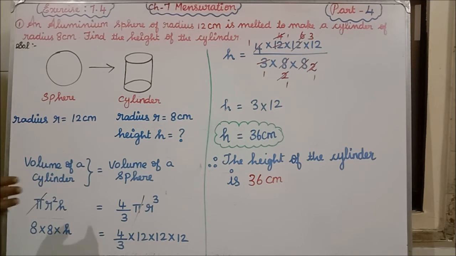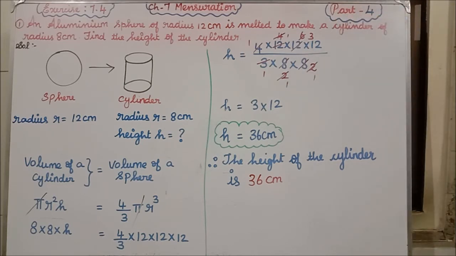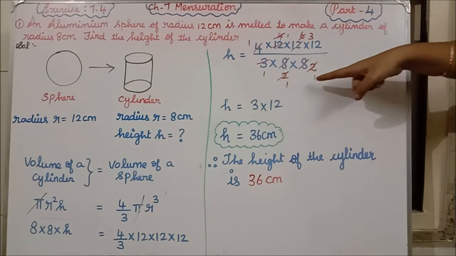The next step, I am keeping the height on this side. I am bringing the 8 into 8 to the denominator part. Clear? So, 4 into 12 into 12 into 12 divided by 3 into 8 into 8. Clear? See, I have done the calculation. After calculating, I have got 1 everywhere in the denominator.